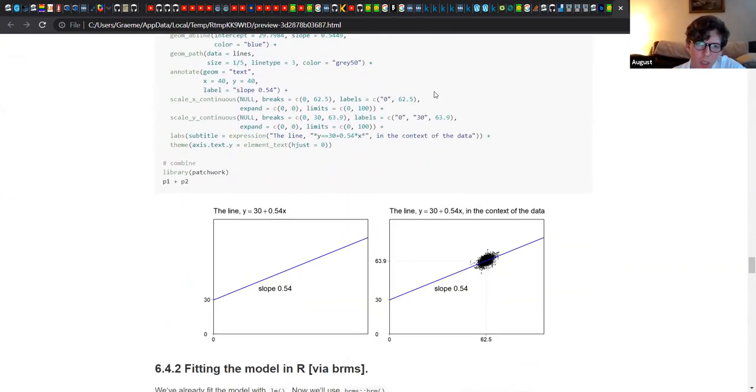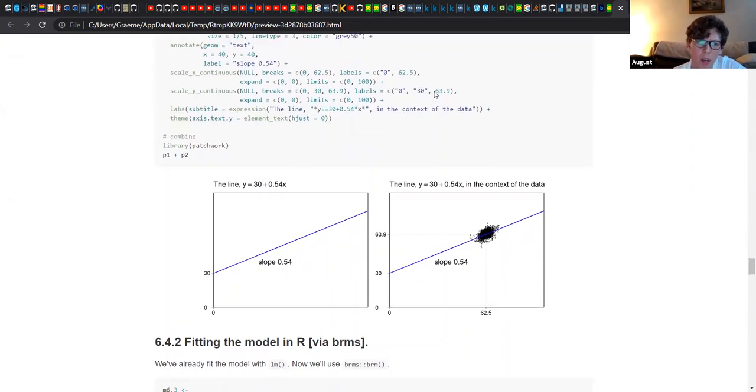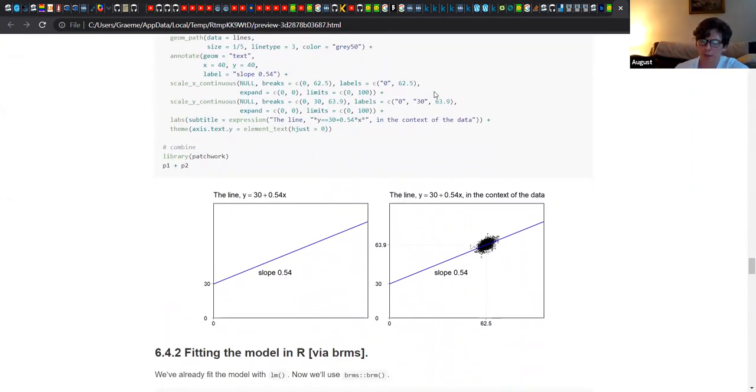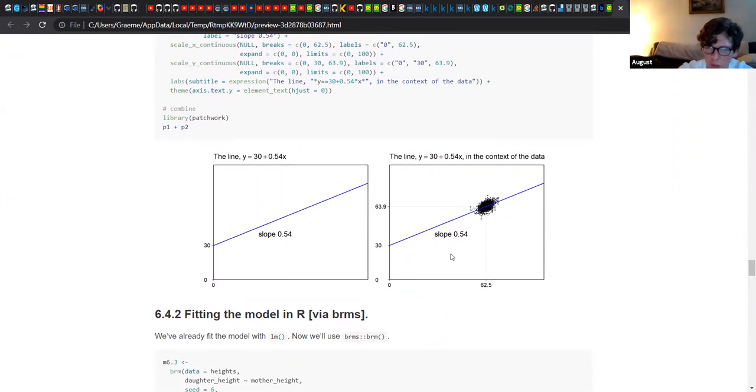Yeah, so what this is essentially just saying, oh, here we go. So what they're showing here is how half of the daughters who have tall mothers are above the height of the mother and half of them below. So that means you're just as likely to regress.